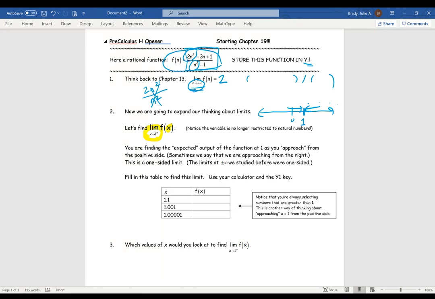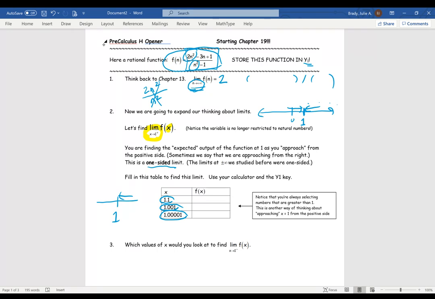Okay, so this notation means, and the way you read it is, the limit as x approaches 1 from the right. You want to find what the expected outcome of the function is at 1 as you approach from the positive side or from the right. We call this a one-sided limit. Okay, so here's what we're going to do as we start to discover. Since we want to come at 1 from the right, we're going to pick numbers that are a little bit bigger than 1, but getting closer to 1. So here are my numbers.